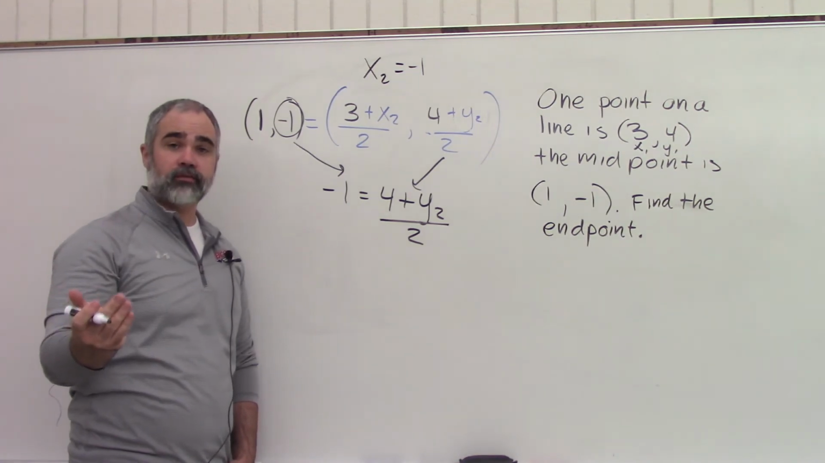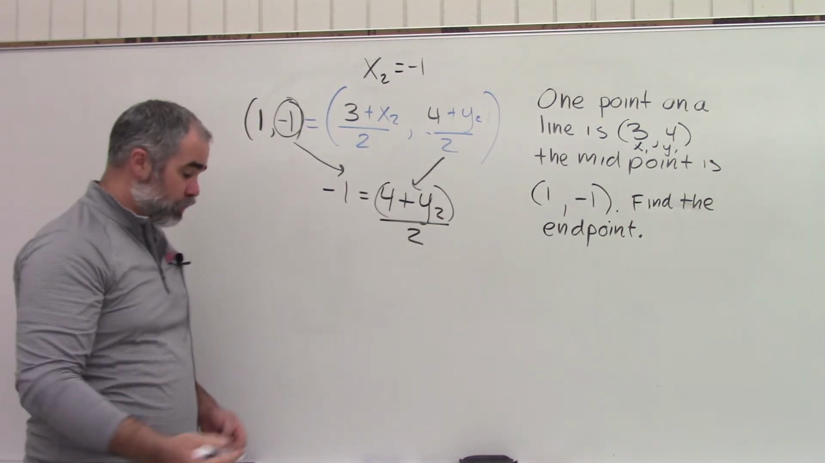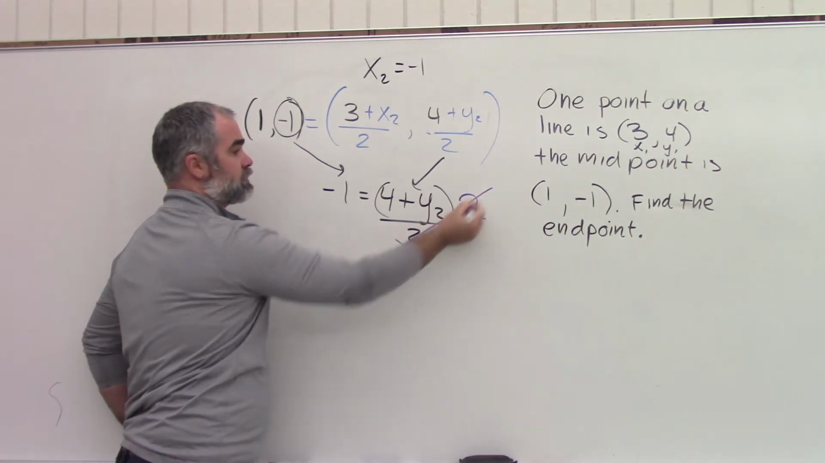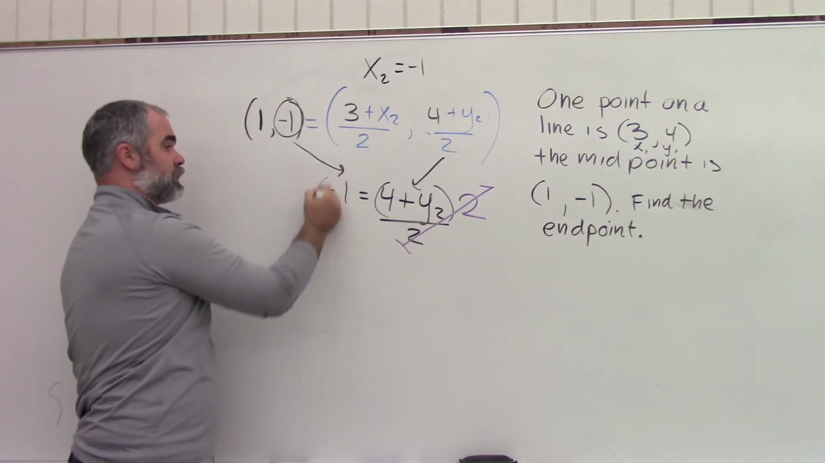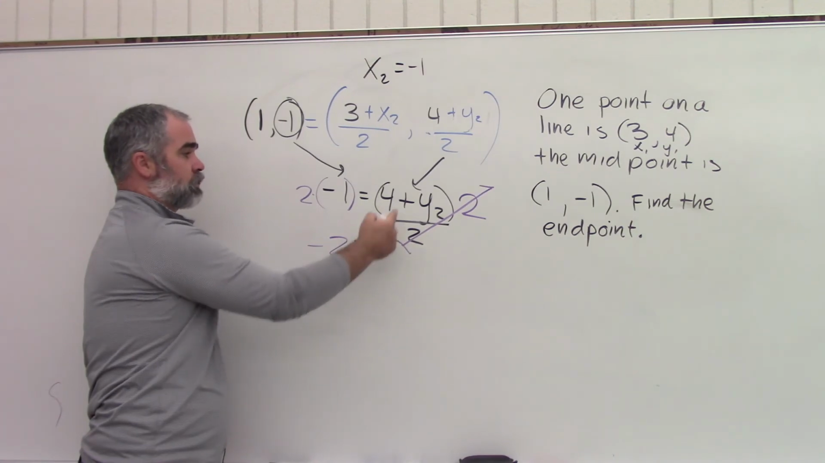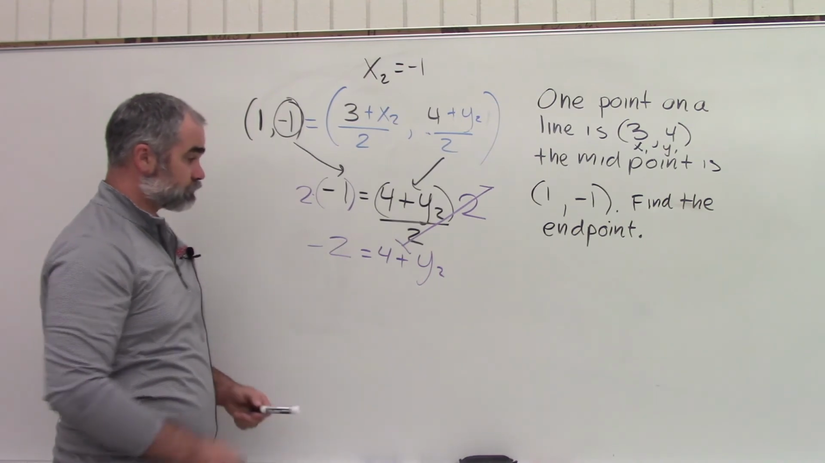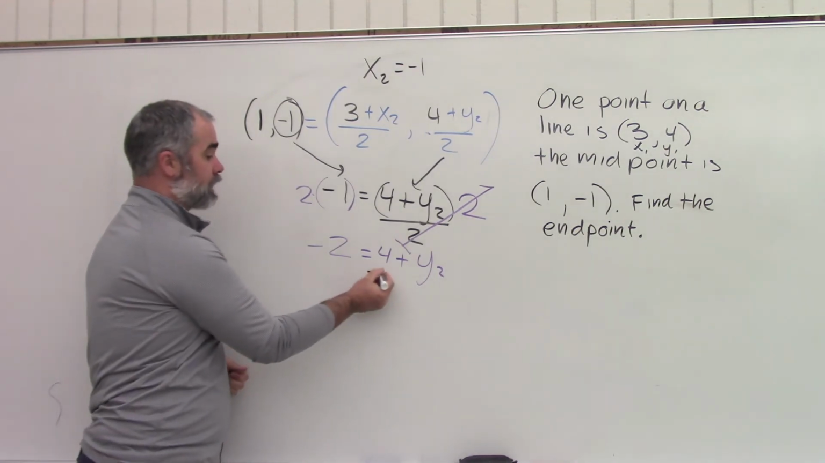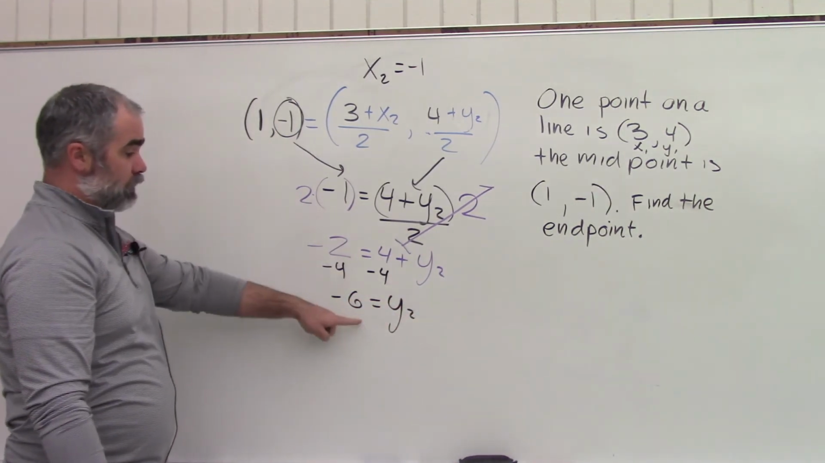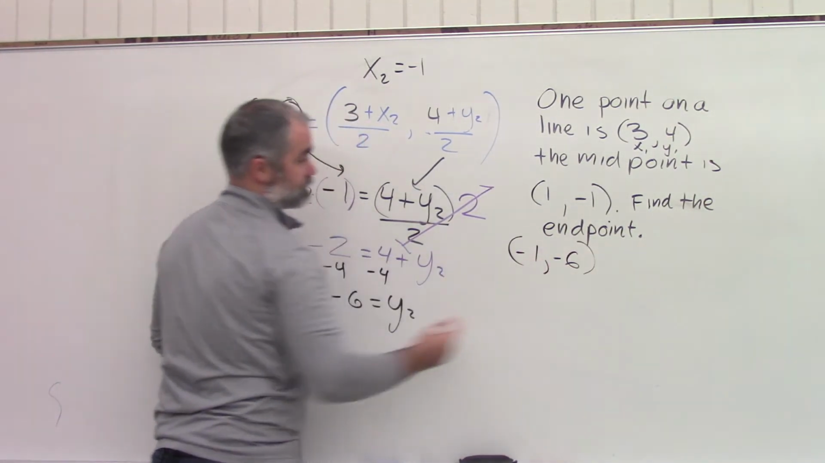Now I'm going to go ahead and solve this just like I did the other one. This is all being divided by 2, so I'm going to multiply both sides by 2, which divides into a 1. 2 divided by 2 is 1. I do the same thing over here. I end up with -2 on this side equals 4 plus y2. Now, I can solve for y2 really easily. I just subtract 4 from both sides, and I end up with -6. So now I have my y2 and my x2. My endpoint is just (-1, -6), and you're done.